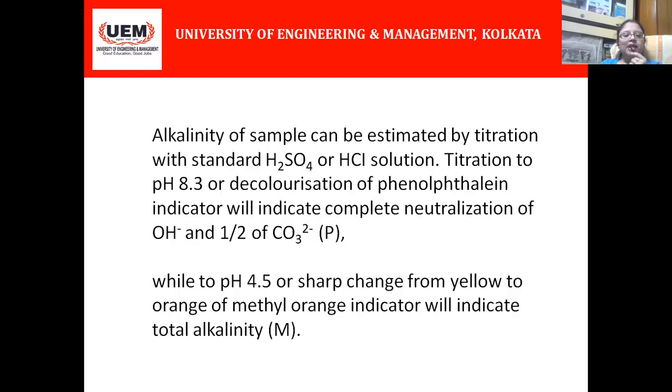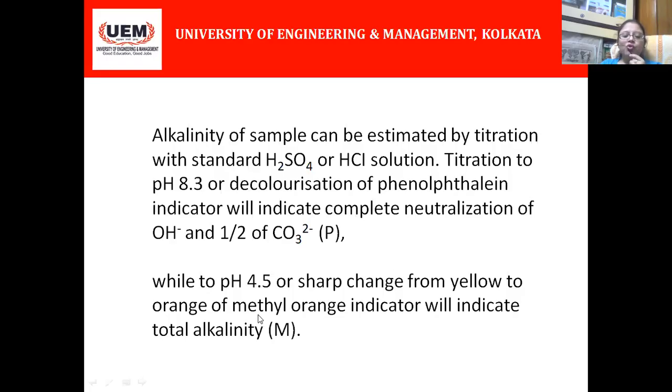So alkalinity of the sample can be estimated by titration with standard sulfuric acid or hydrochloric acid, titrating up to pH 8.3. The decolorization of phenolphthalein indicator will indicate the complete neutralization of the hydroxyl ion, the alkalinity due to hydroxyl ion, and half of carbonate ion. That is denoted by P.